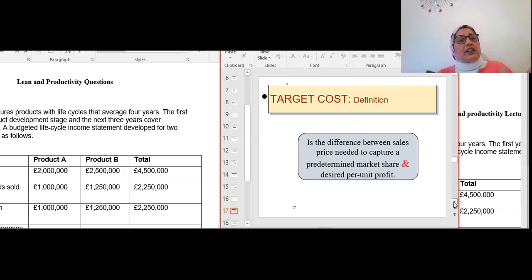What does target cost mean? Target cost means the difference between the sales price needed to capture a predetermined market share and the desired per-unit profit. Of course, I know you don't understand a word of that, but it will make more sense after we do the calculation question, and I will bring this back to read it.